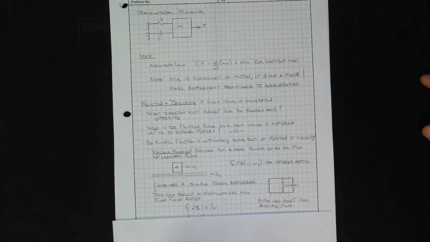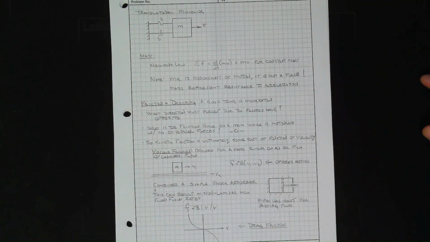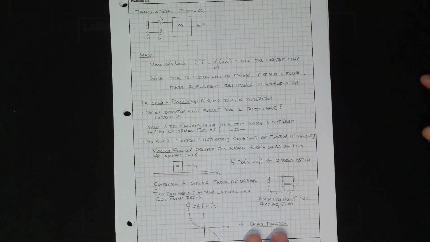And from my understanding of aerodynamics, as speeds get even higher, this is called drag, by the way. But you can have regimes where this becomes not v squared, but v cubed, okay?